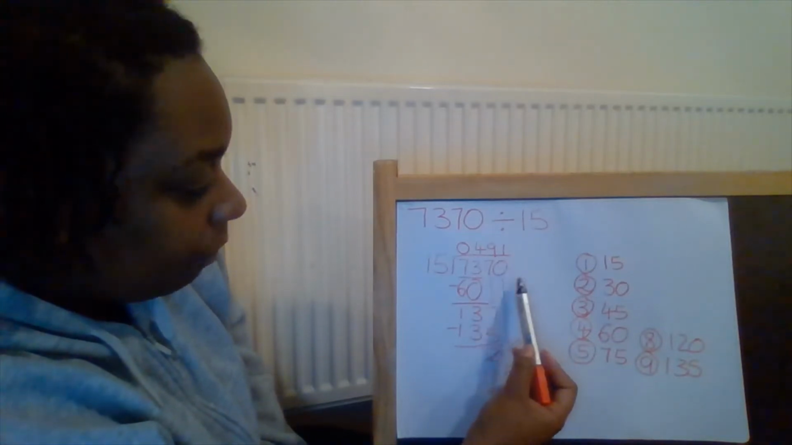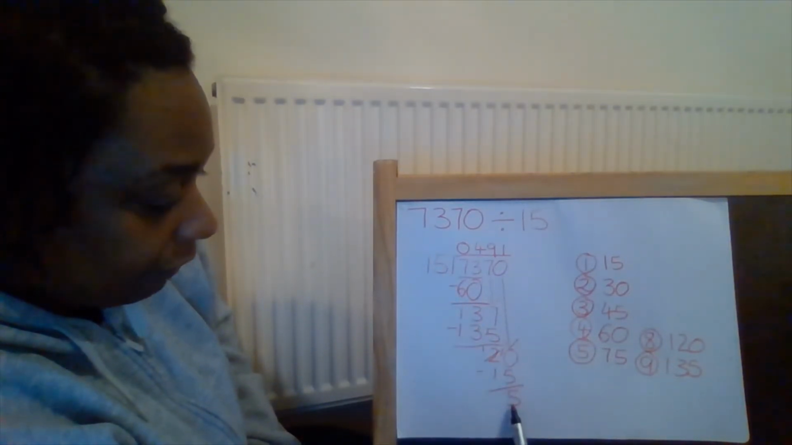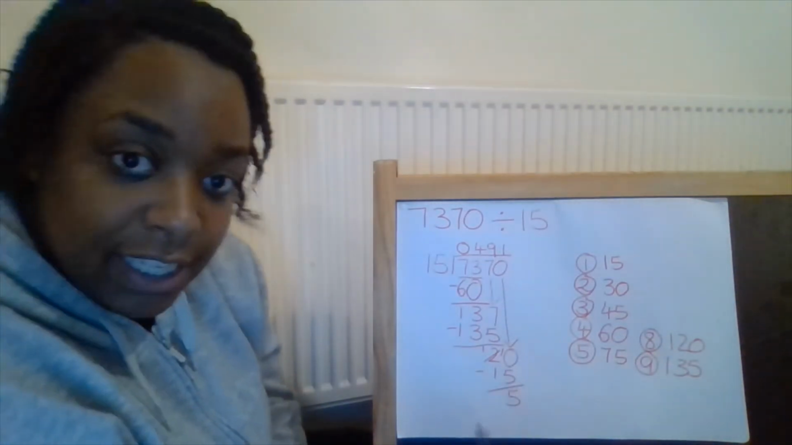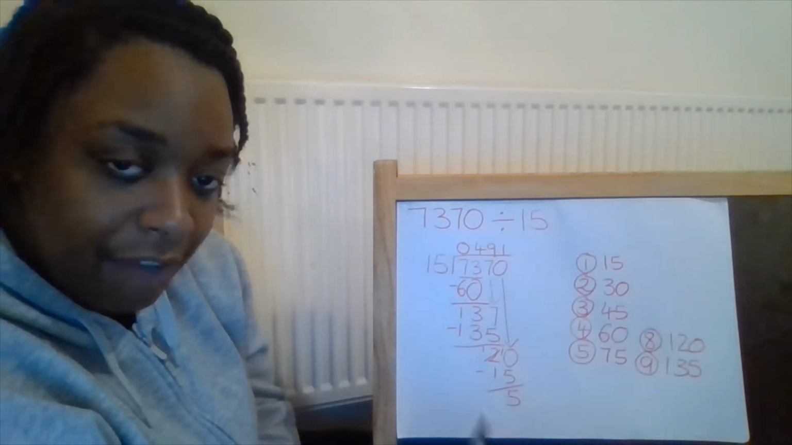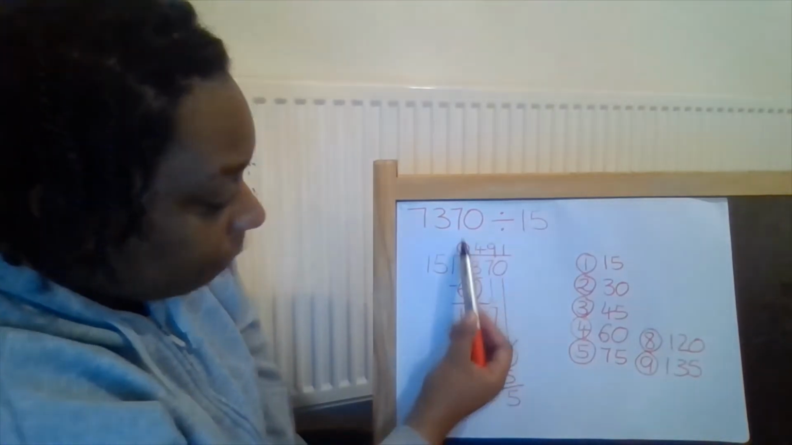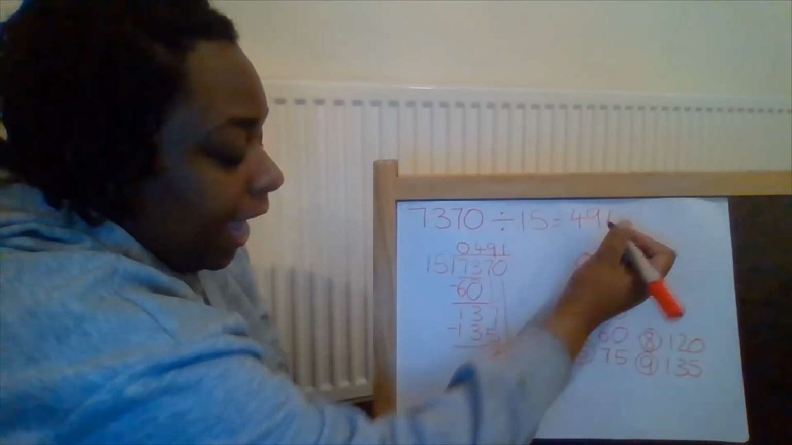Okay, and then I think, I don't have any more numbers to bring down. I can't make any 15s from the 5, so that means I finished. The only thing here is, as I didn't get to 0, that means I'm going to have a remainder. I have some left over that I can't divide into. So my answer is still at the top of this line. So my answer is 491, and I have a remainder of 5.